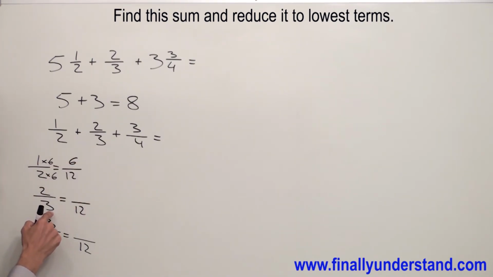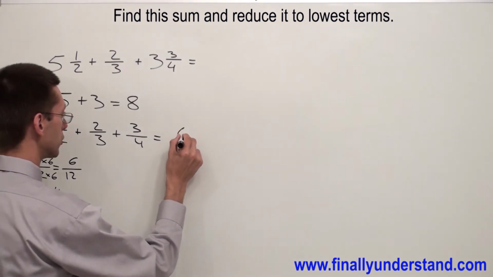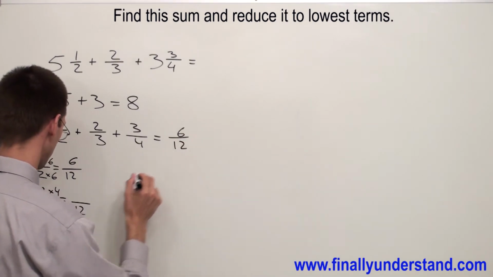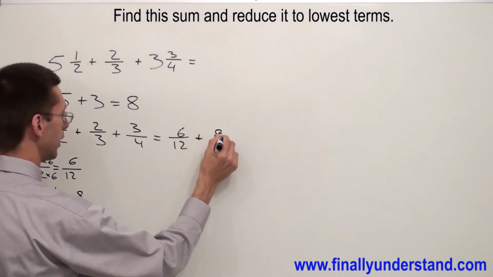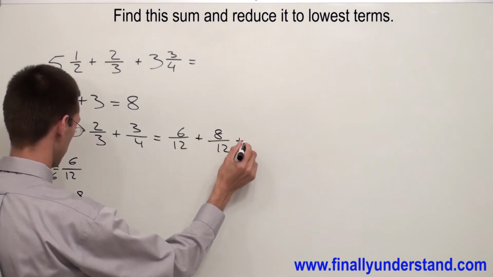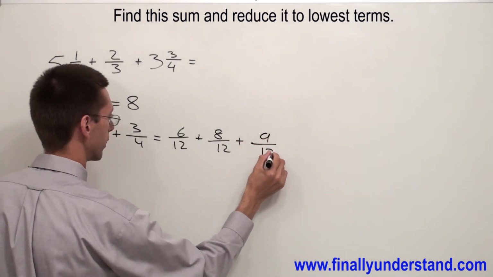By what number do I have to multiply 3 to get 12? I have to multiply by 4. If I multiply the denominator by 4, I have to multiply also the numerator by 4. 2 times 4 is 8. 4, I have to multiply by 3 in order to get 12. 4 times 3 is 12, and 3 times 3 is 9. Okay, so I have 6 over 12 over here. Okay, I forgot to add. Plus 8 over 12 plus 9 over 12.